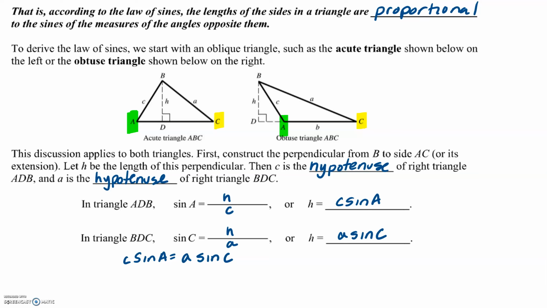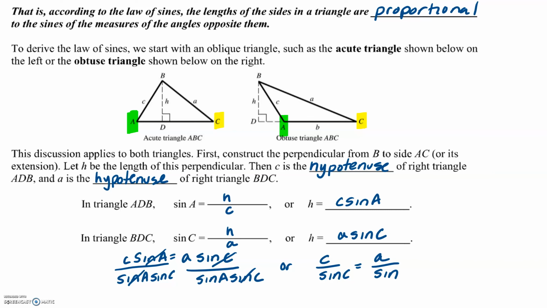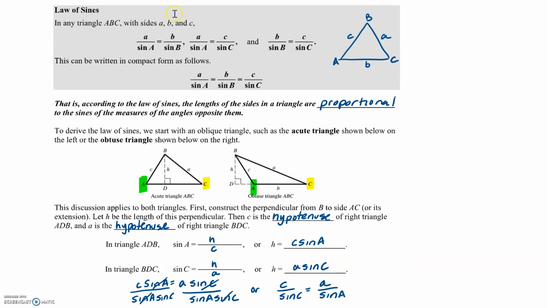So I'm going to have c sine of A equals a sine of C. And again, these h's are the same in the acute case, or they're the same in the obtuse case. And to get our law of sines, I'm going to divide both sides by sine of A and sine of C. If I do it to both sides, then you're going to see that the sine of A's cancel here and we get c over sine of C, and then here the c's cancel, and you get a over sine of A, which was one of our choices here. It was that second middle one.